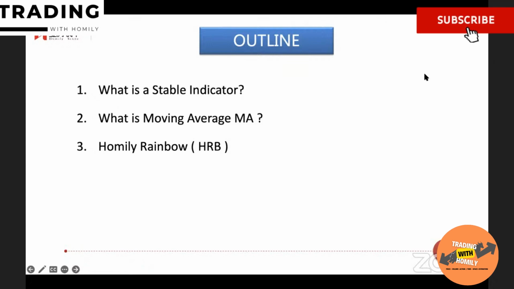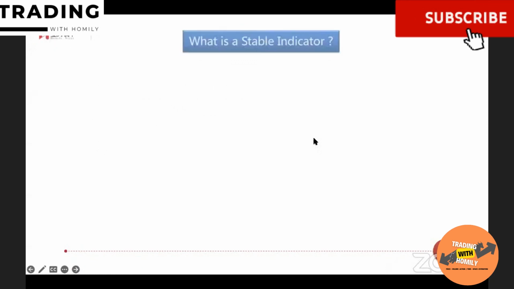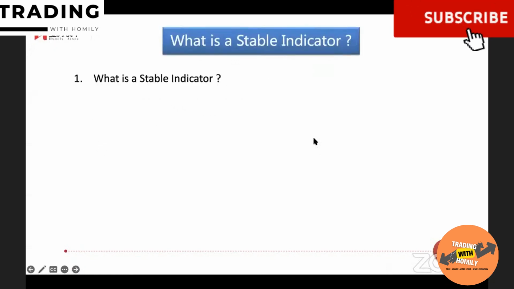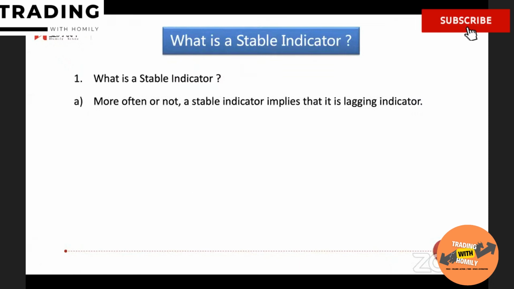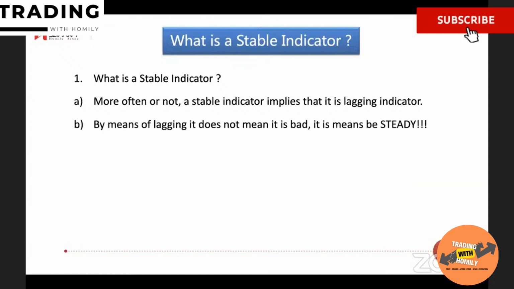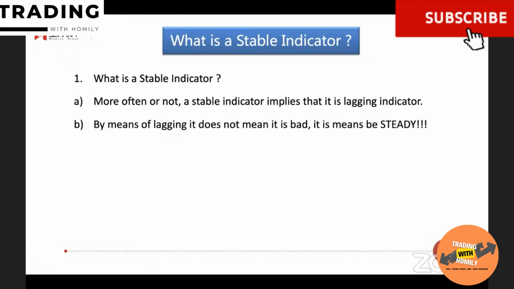All right, moving on. First outline for today, we're covering what is a stable indicator. More often than not, a stable indicator implies that it is a lagging indicator. By lagging, it does not mean it is bad. It means it is steady.